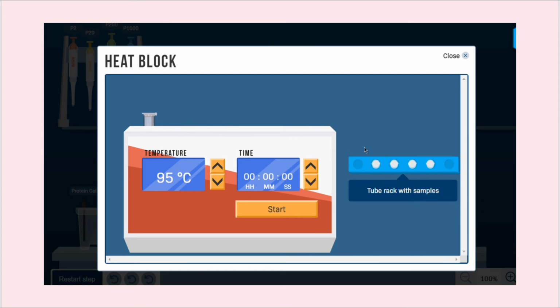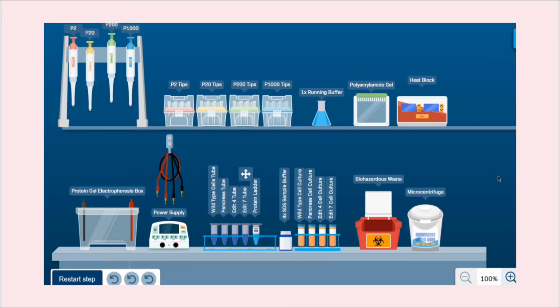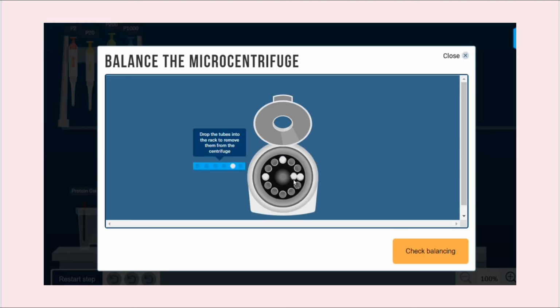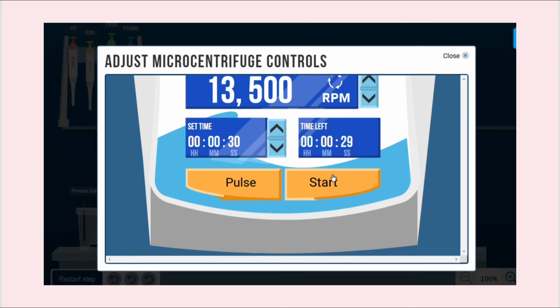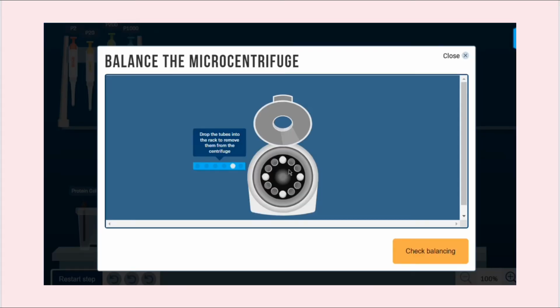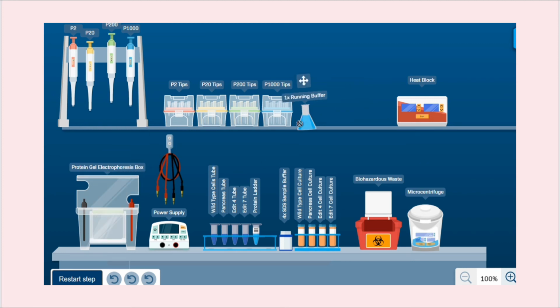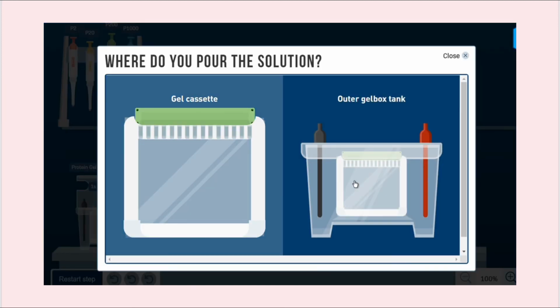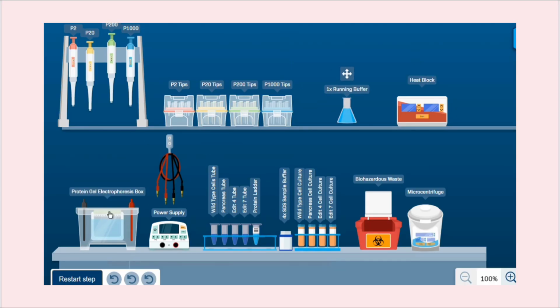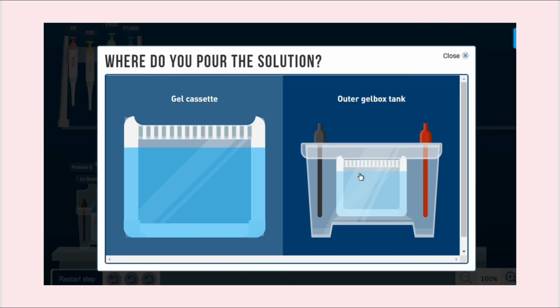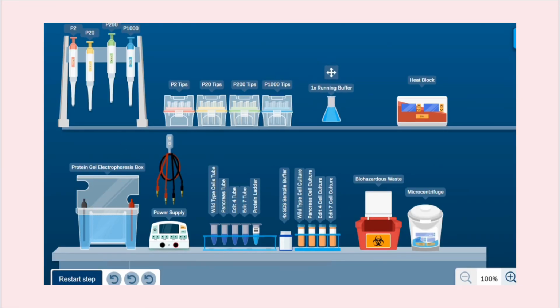Next, remove all of your sample tubes from the heat block. Move all of the sample tubes to the microcentrifuge and balance it, and then briefly spin the tubes. Remove the tubes. Next, place the polyacrylamide gel in the electrophoresis box and then fill the gel cassette with 1 times running buffer. Then remove the comb. And then fill the outer gel electrophoresis tank with 1 times running buffer.